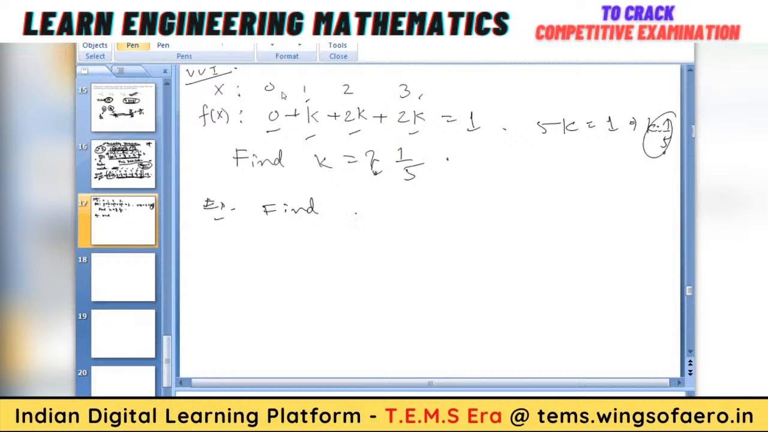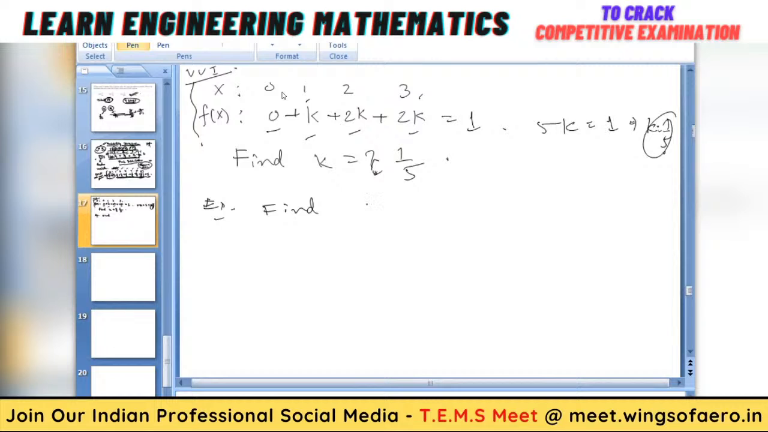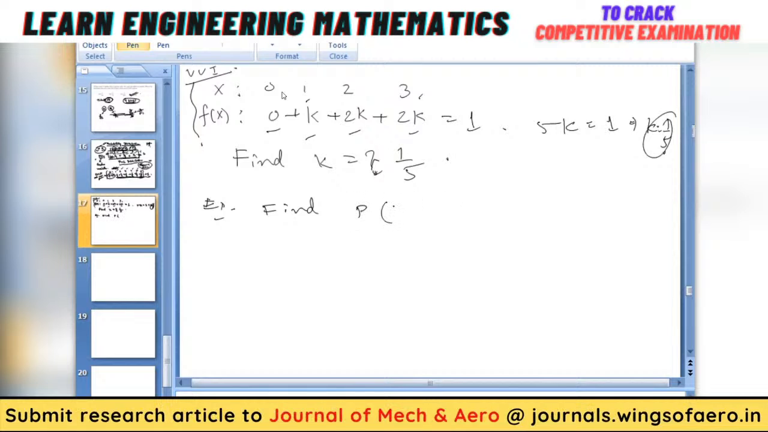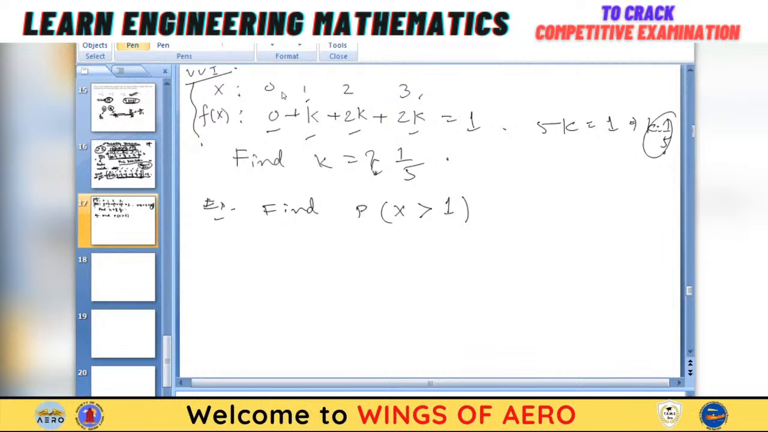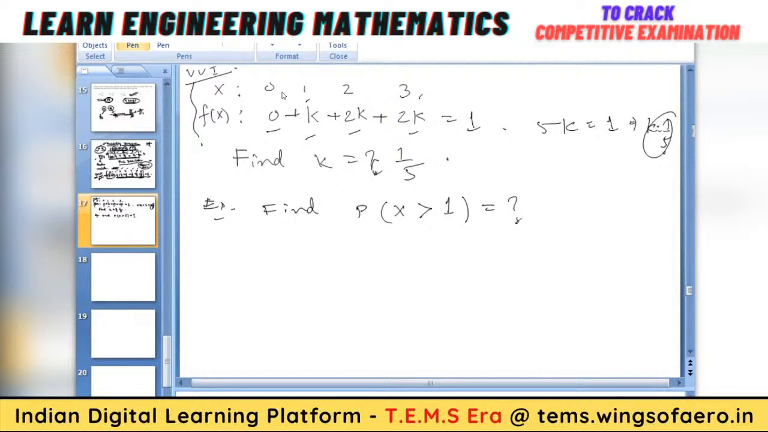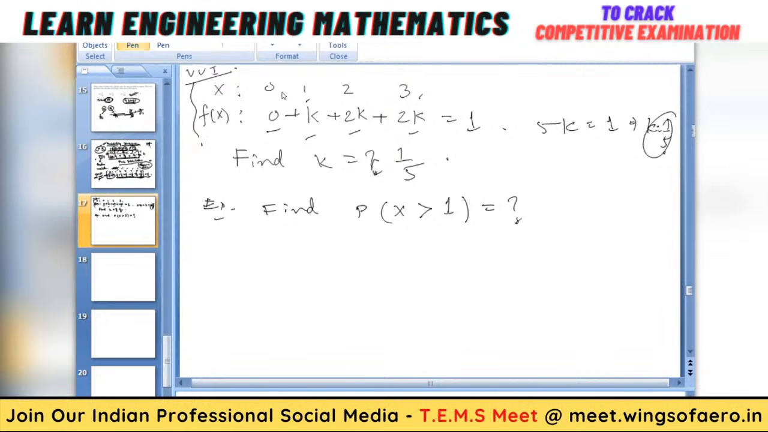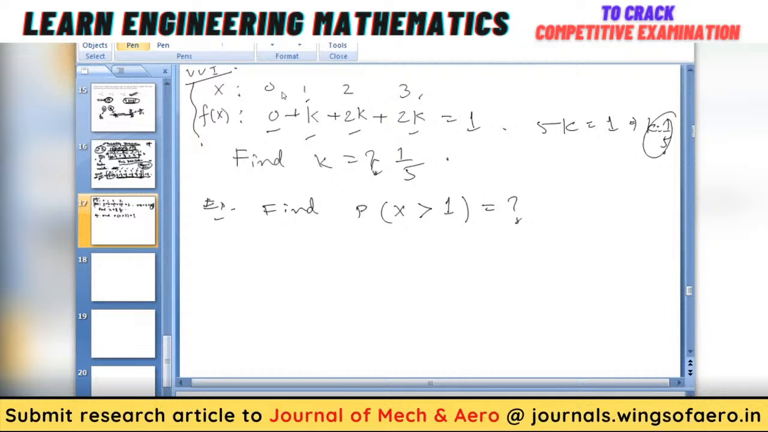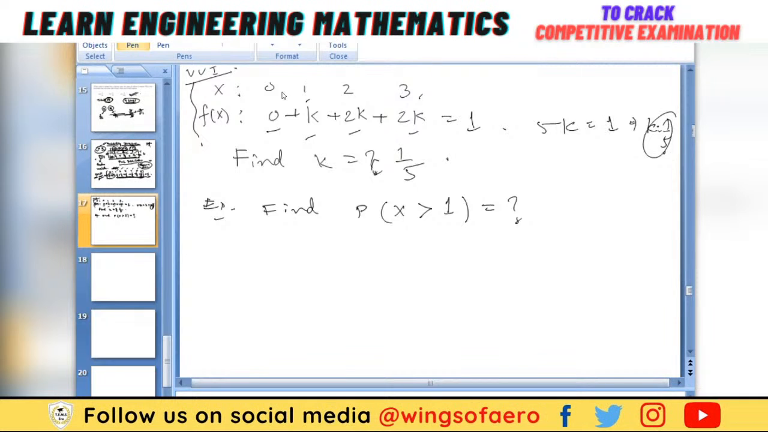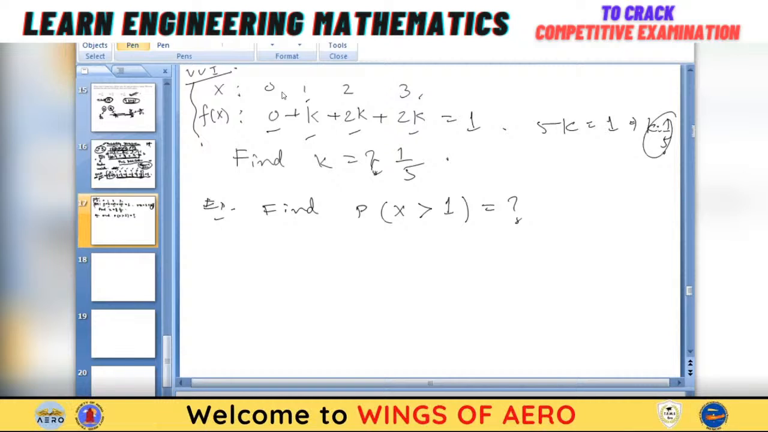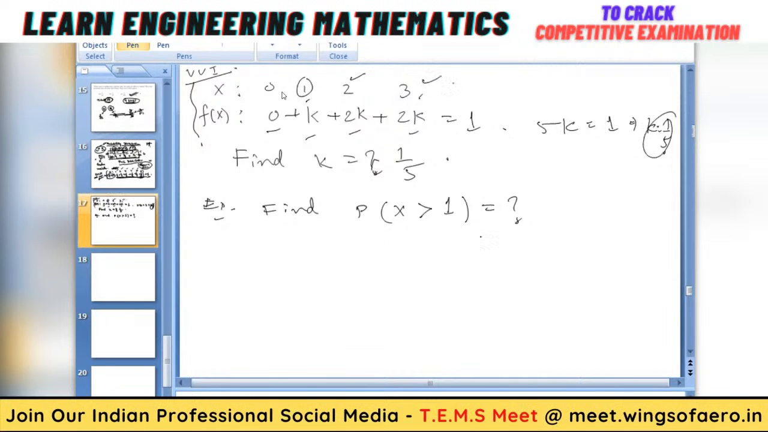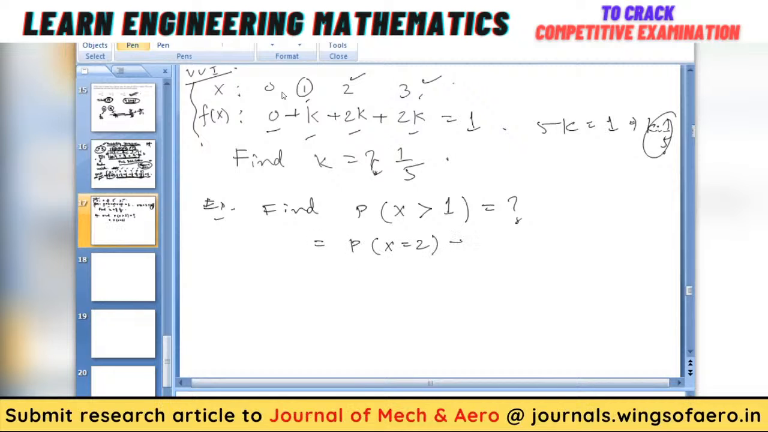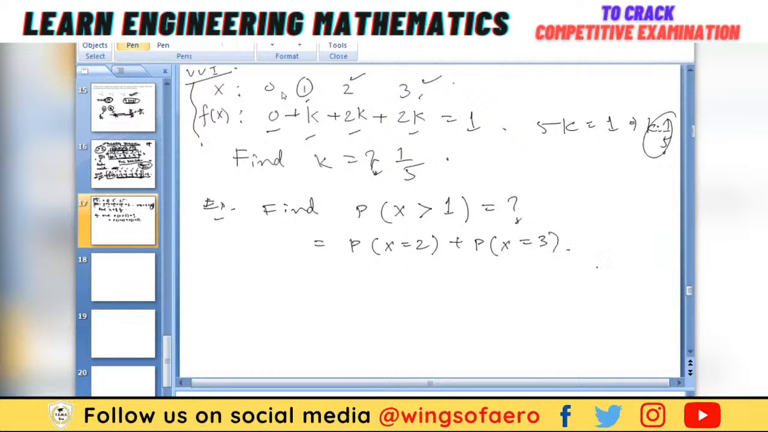Find, from the same question, the probability of x greater than 1. Yes. So two ways you can do this. First of all, x greater than 1 means, this is 1, greater than 1 means 2 and 3. So probability x greater than 1 means probability x equals 2 plus probability x equals 3. Only these two probabilities can be considered.